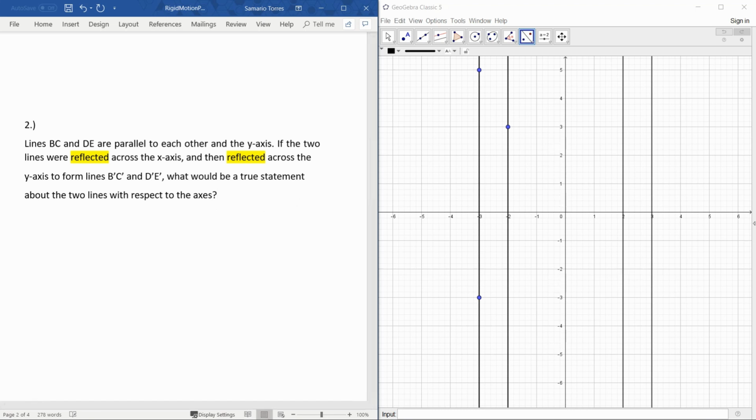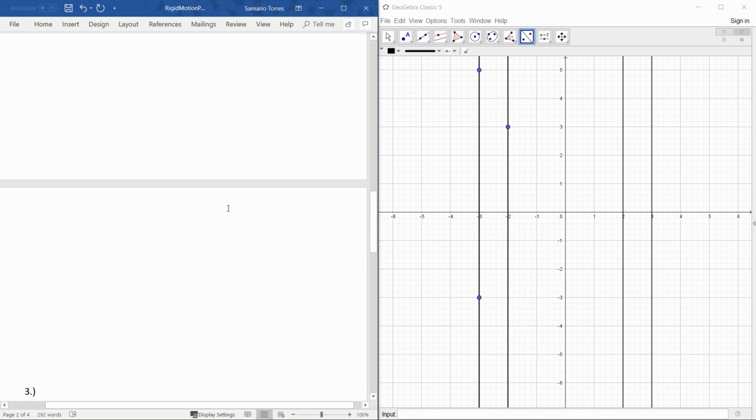So we could say the lines B prime, C prime, and D prime, E prime are parallel to the y-axis after the rigid motions. That's pretty much all you have to say. It's just a little sentence. Again, guys, this is just for you to visualize. You won't be doing any graphing on the test. So we're just reflecting around. That's pretty much all this problem was about.